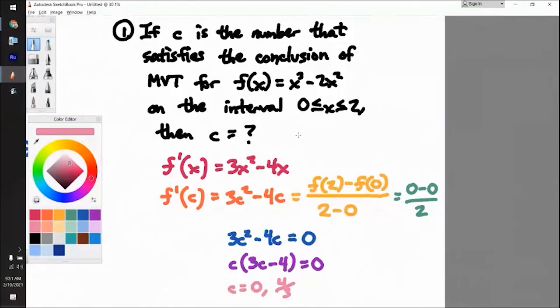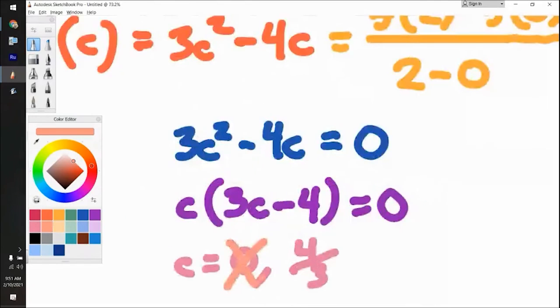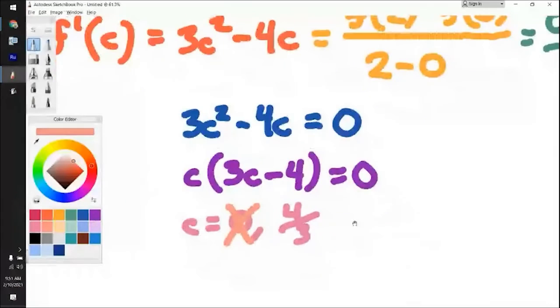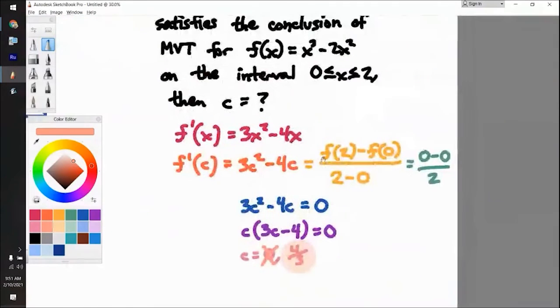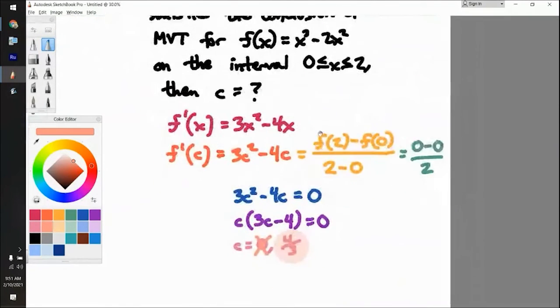The point C has to be between 0 and 2. 0 is not between 0 and 2 because it's on the endpoint. So you actually cannot include that. And yes, that trips people up on the test. Part of the reason I'm showing you this. So the final answer is actually just 4/3. And you have to always check too, is 4/3 between 0 and 2? And hopefully you see that it is, because it's 1.3 repeating.